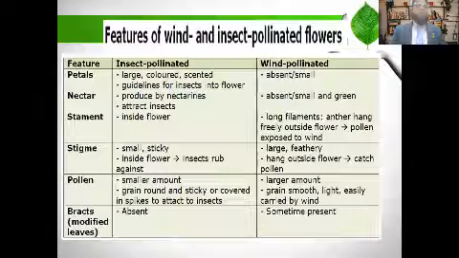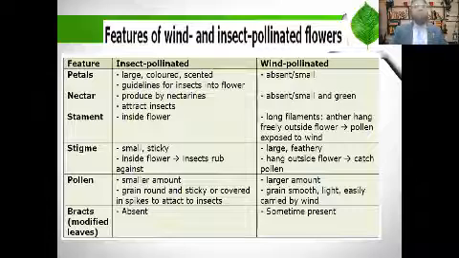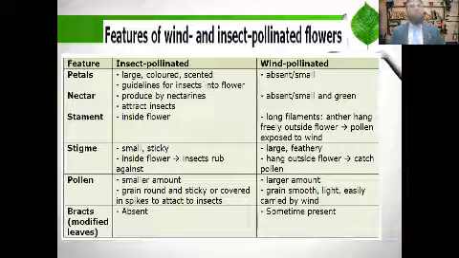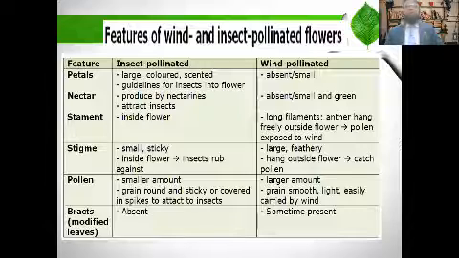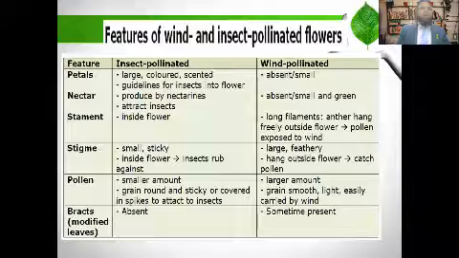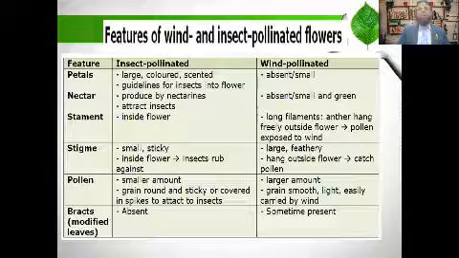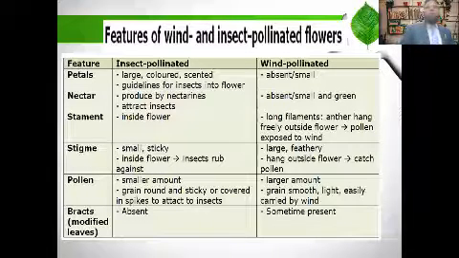Now here you can see again the characteristics in insect pollinated flowers and wind pollinated flowers. Petals: in insect pollinated flowers the petals are large and colored, but in wind pollinated flowers, in some flowers, the petal is absent or very small. In insect pollinated flowers, nectaries are there, due to which the insects are attracted. And in wind pollinated flowers, it is absent or sometimes very small.